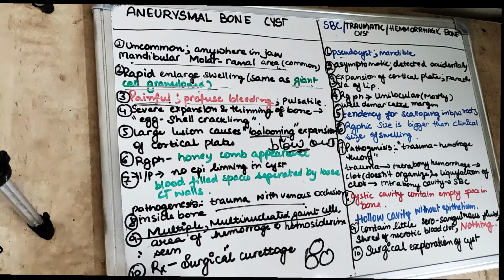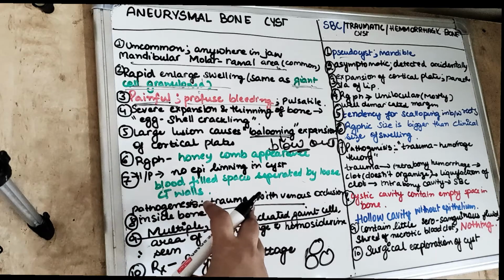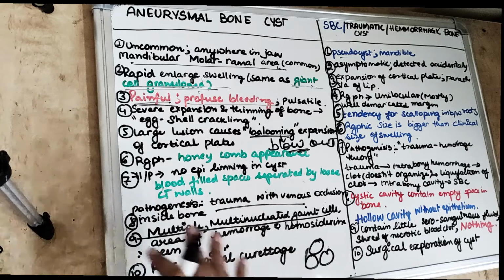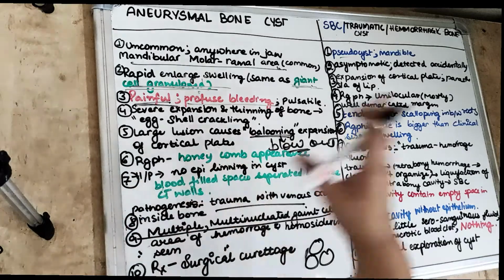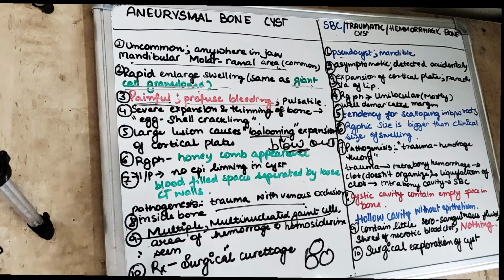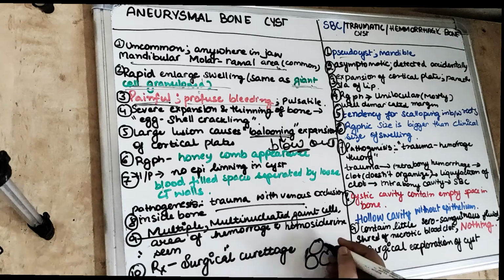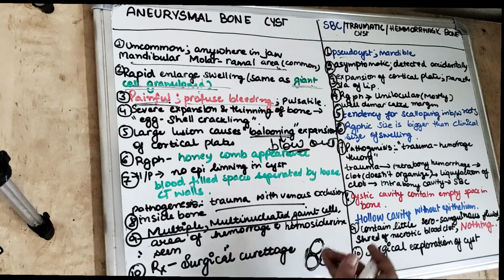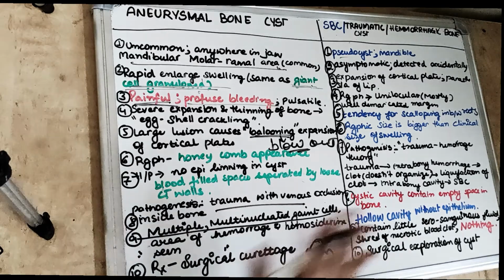So if you see this microscopically, what happens? There is no epithelial lining at all. In both the ABC and SBC, there is no epithelial lining. You won't find any epithelial lining. So instead of that, what is there in the cystic space? All these cystic spaces are separated from each other with connective tissue walls. So there is a loose connective tissue wall.